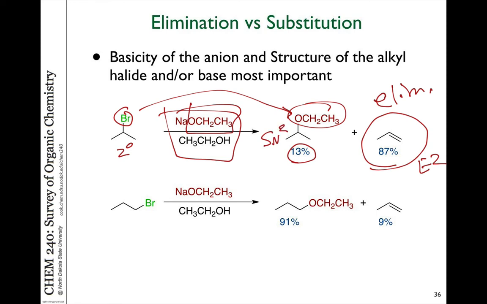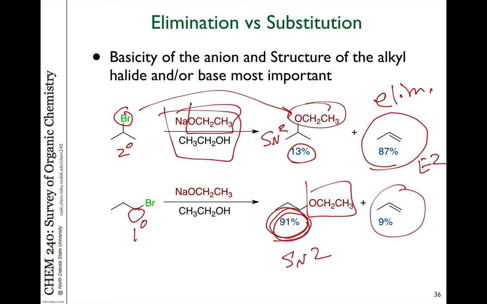Notice what happens if instead of a secondary bromide, we simply move the bromine to the end, primary bromide. SN2 reactions will occur more readily because it's less crowded, and that's exactly what we see in the result. Now the major product is the substitution reaction via SN2, and the elimination reaction is the minor product. So in some cases, the specific substrate and the competition between substitution and elimination depends on all of those factors that we talked about that affect the reaction rates.